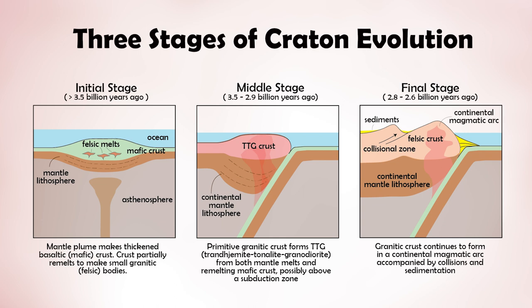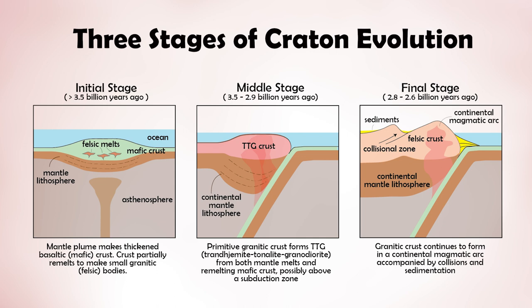The new paper suggests that the Wyoming craton, like most cratons, results from three stages of evolution. An initial stage, where a thick basaltic or mafic crust forms. A middle stage, characterized by a crust made of granitic rocks called TTGs, made by partially melting the initial mafic crust and the underlying mantle. And a final stage, with rock assemblages that formed from plate tectonic processes.